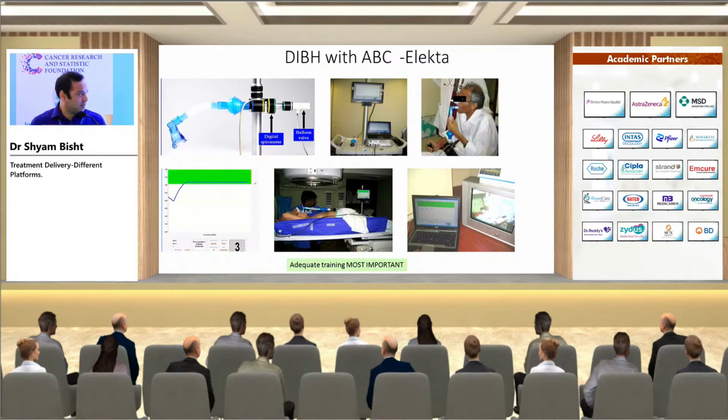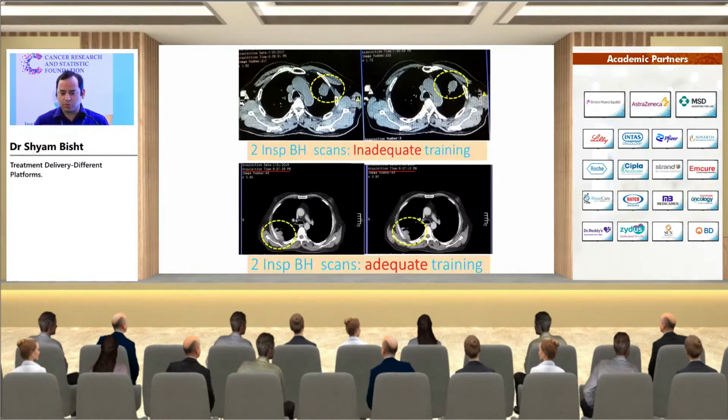Two minutes are left. In the Elekta setup, we have the DIBH with ABC, where the spirometer is attached. The patient is trained in 2 or 3 days to take a definite volume of air, depending upon his comfortability, and to hold it for a duration where he can be comfortable and we can deliver treatment. This is a very robust system. If your training is not accurate, there can be a mismatch between 2 inspiratory breath hold images. So training is very important.